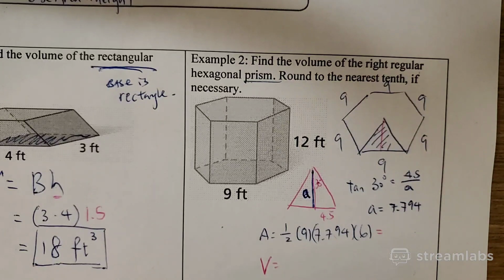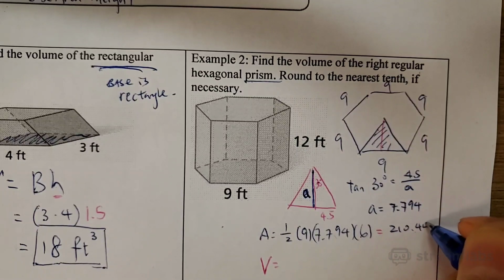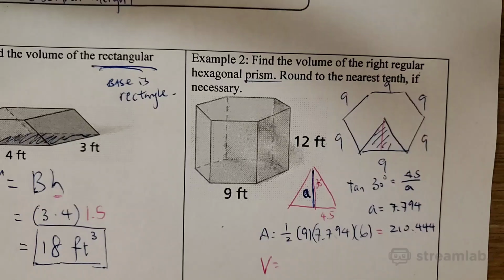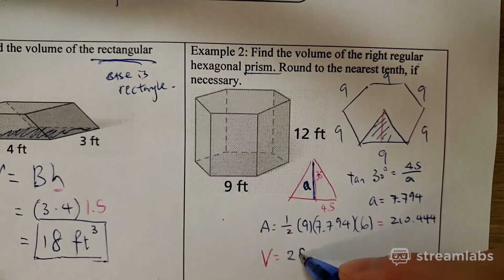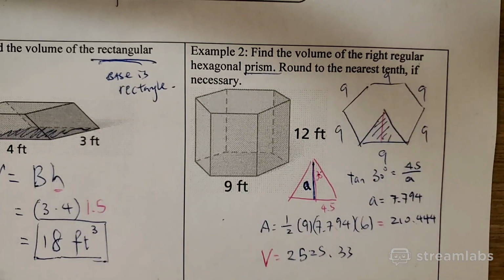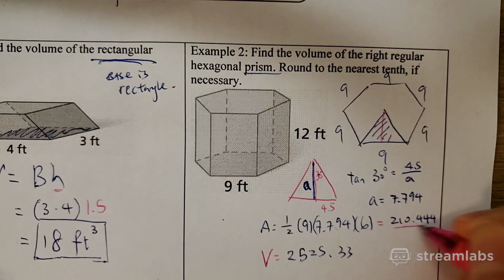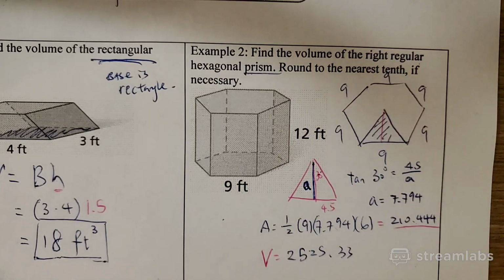Okay? So this turns out to be 210.444. Then you multiply that by 12. I got 2525.33. Alright, this is area times 12. This is in cubic units.